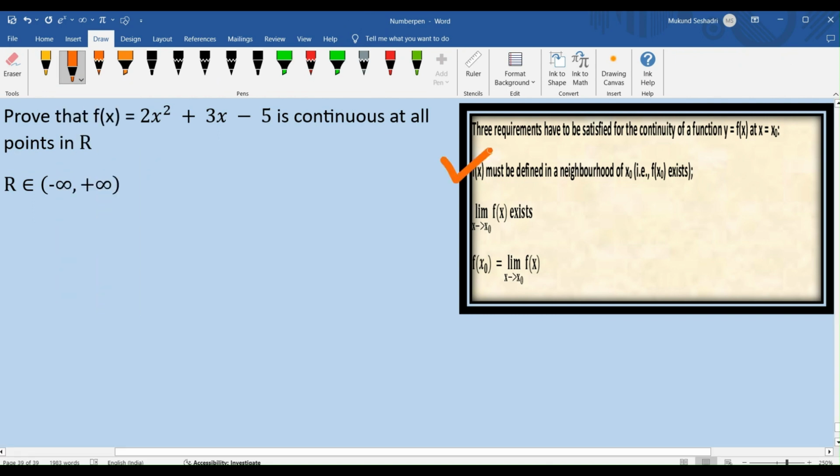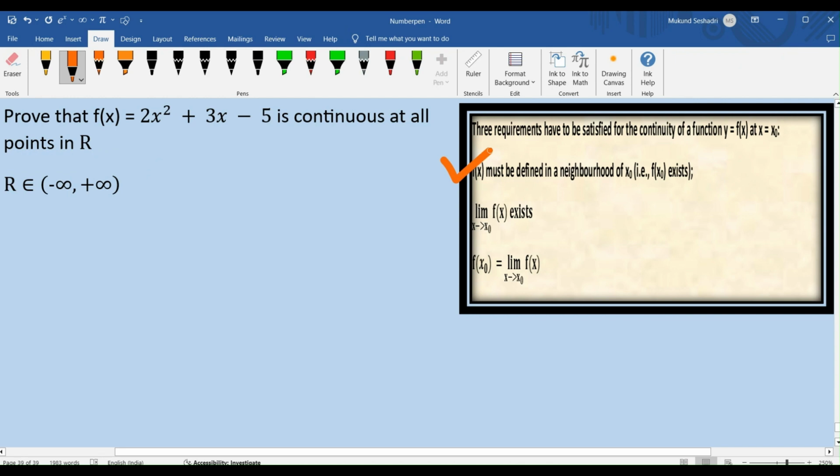And now we'll come to the second point, which is limit x tending to x naught f of x exists, right? Now, whenever we've been asked to find out the continuity of a function at a point x equals to x naught, once we take a look if f of x is defined at x naught, the second important step that we actually need to take is to see limit x tending to x naught f of x exists, right?